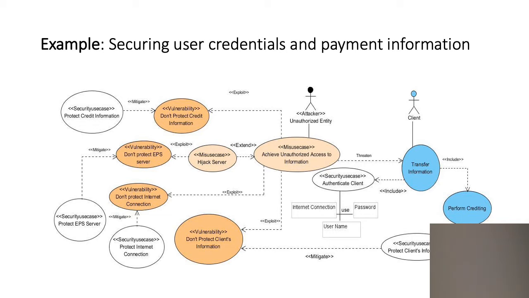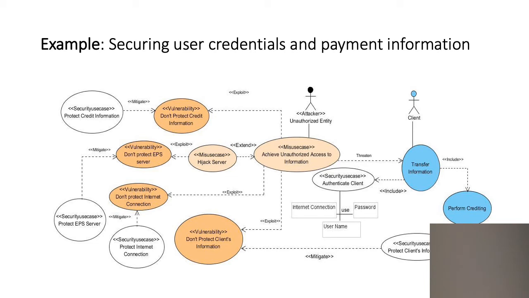The ones that are in green or orange is vulnerability, which means an attacker can exploit this vulnerability, while the security use cases would say, how do I mitigate those vulnerabilities? For example, it will say protect credit card information.